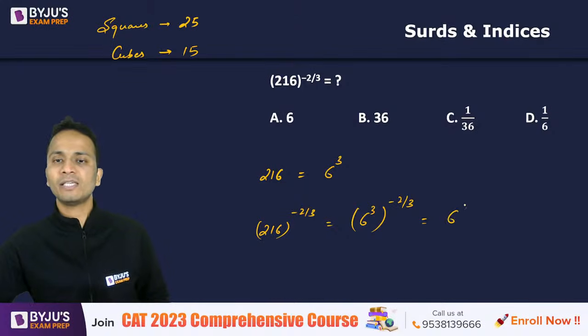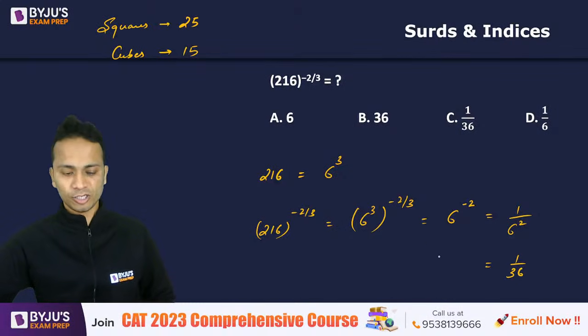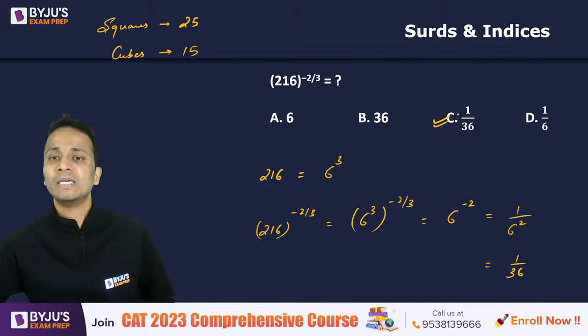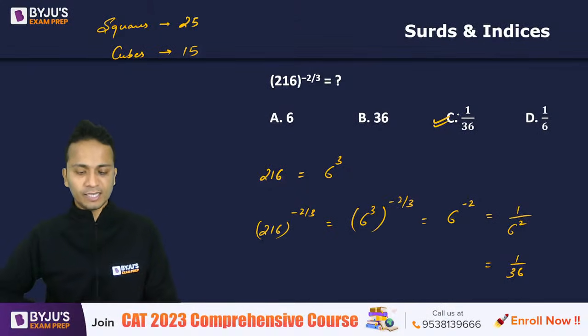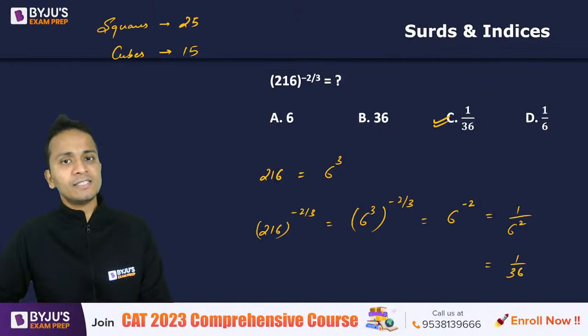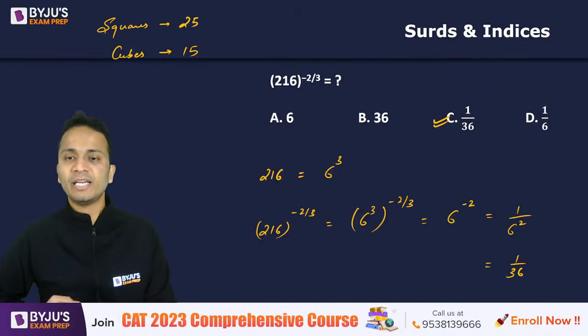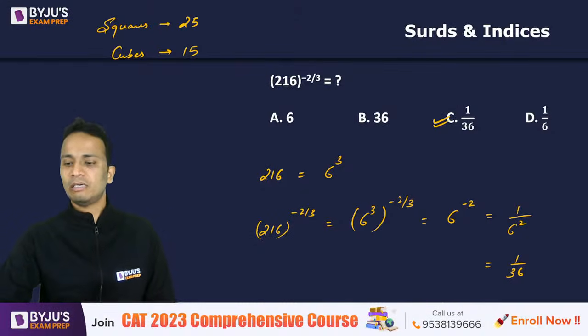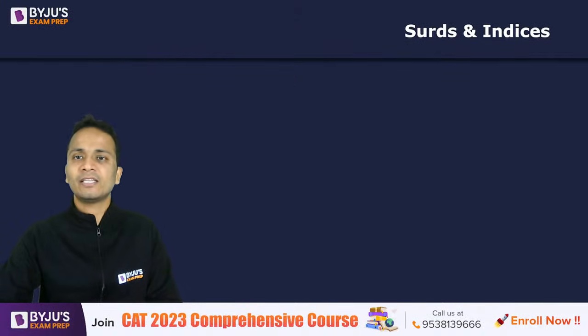So it can be written as 6 raised to the power minus 2, which can be written as 1 upon 6 raised to the power 2, which can further be written as 1 upon 36. So 1 upon 36, that is option C is the correct answer. Okay, so Arjun has given a correct answer. Good, Arjun. Others could also have given this answer. If you think that this is easy, still try to give me an answer for every question. Okay? Next question. Let's look at the next question.